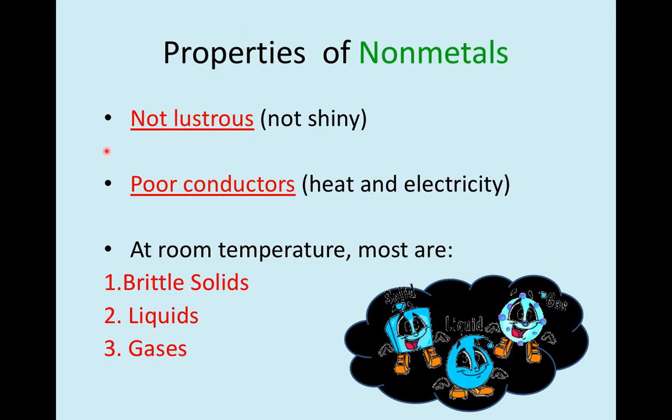Now, the nonmetals are non-lustrous. So they're not shiny. They're usually kind of dull. Think about carbon. Carbon's a nonmetal, and you can tell what coal looks like. It's not very shiny. They are poor conductors of heat and electricity, and they are either brittle solids, liquids, or gases. So they're kind of a grab bag right here. Mostly gases. A lot of gases. Those noble gases. Bromine is a liquid at room temperature. But carbon is a solid, phosphorus is a solid. So it just kind of depends.